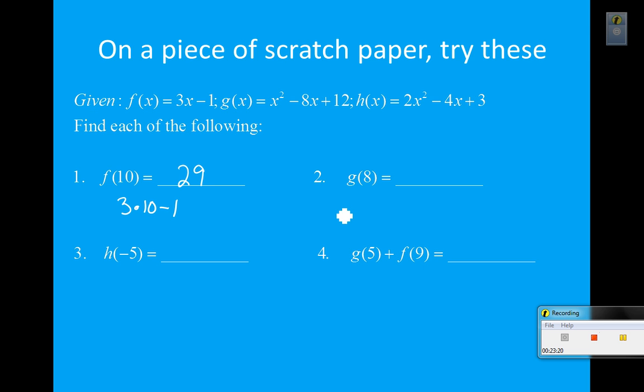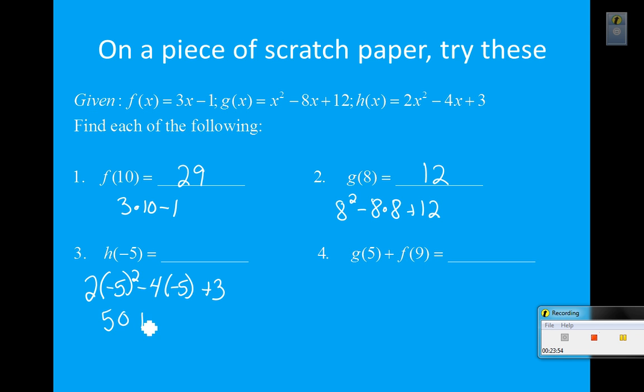G of 8, you would have to go 8 squared minus 8 times 8 plus 12, so I'm going to get 12. H of negative 5, you would have a 2 in parentheses because it's negative: negative 5 squared minus 4 times negative 5 plus 3. You could grab your calculator and run that through. I should see a 50 plus 20 plus 3. I should see a 73. We didn't get to those in class, so I'm not going to worry about that one right now.